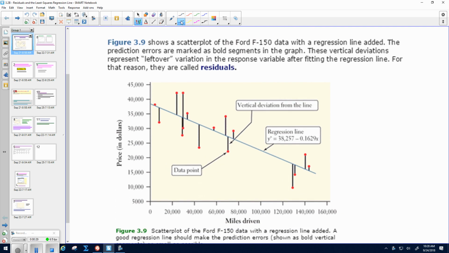And basically the residual is the distance from the actual price to the predicted price. So the red dot right here is the actual price, which we got from our data, right? You have a table and you plot the points, right? That's the actual price of the truck that they sold it for. And then this point would be the predicted price for a truck driven about 35,000 miles, okay? So anytime you're doing a residual, it's the distance from the actual to the predicted.